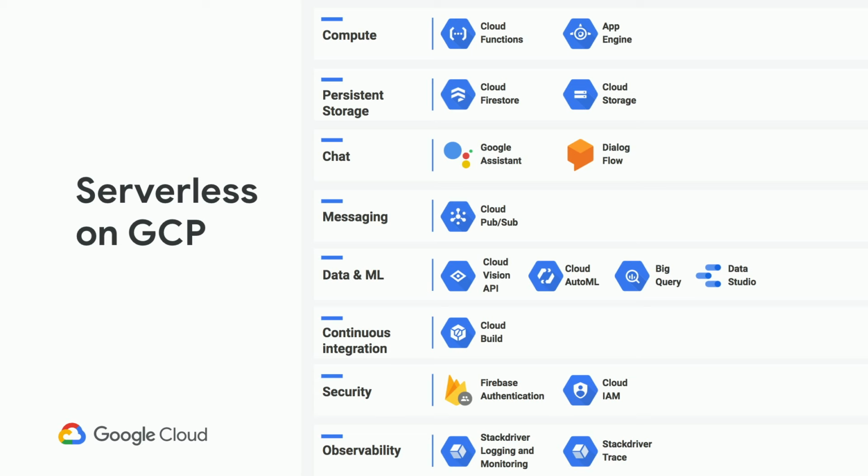And for data and machine learning, we have several serverless offerings. These include Cloud Vision API, Cloud AutoML, BigQuery, and Data Studio. In the field of continuous integration and continuous delivery, we have products like Cloud Build. And in the area of security, we have Firebase Authentication and Cloud IAM. Now, when it comes to observability, we have a bunch of serverless products as well. These include Stackdriver Logging and Monitoring, as well as Stackdriver Trace. So keep in mind that this is just a subset of the serverless offerings on GCP. And all these are used in the demo that I'm about to show you.